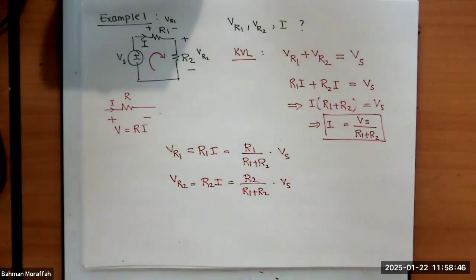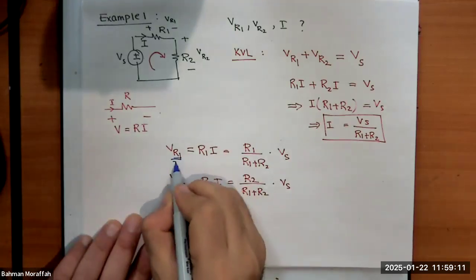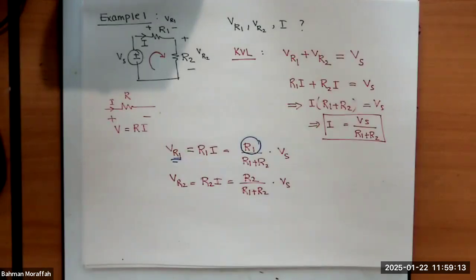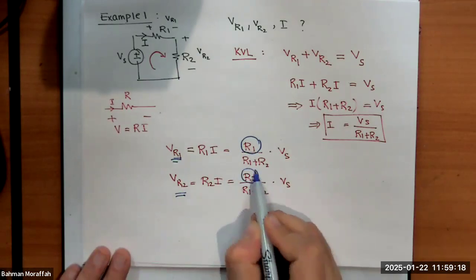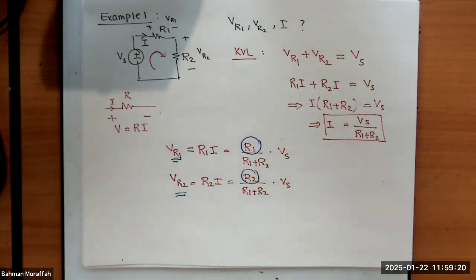Let's look at this a little more. One thing that you notice immediately is that if I want to find the voltage across R1, the value of this voltage depends on the value of R1. It directly depends on the value of R1, right? So if I have V of R1, it depends on this R1. And the same thing for R2. The value of the voltage across R2 depends on R2, right?